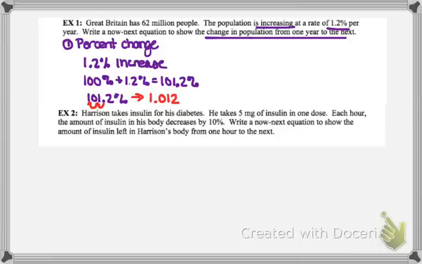The next thing I do is I ask myself whether or not there is a constant change. Constant change would be some indication that there's a value that goes up or down by the same amount every year. And I don't see any constant change in this problem. There's no real change besides that population growth rate. So no constant change. Okay, so the last step then is to write our now-next equation.